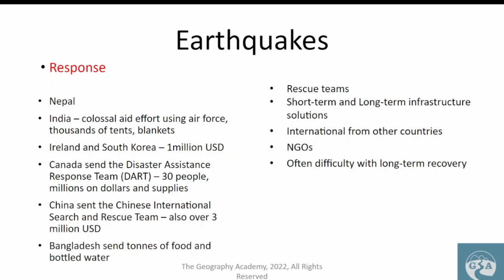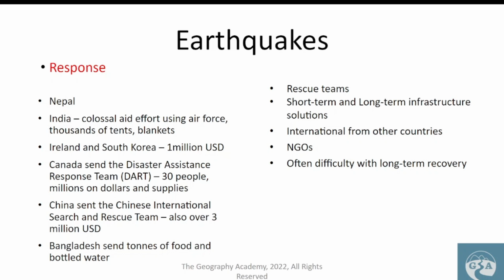Ireland and South Korea, for example, sent about 1 million in USD just in aid, just for them to afford to cause the emergency services to come in, or food, blankets, these types of things. Canada sent their response team, 30 person, so that is highly trained professionals to help and get people out of rubble or to give them assistance in rural areas. And then we see Chinese sending over a rescue team as well, and lots of additional money and supplies by both of those areas. Bangladesh, a neighboring country, a less developed country, and they even supplied lots of food and bottled water.